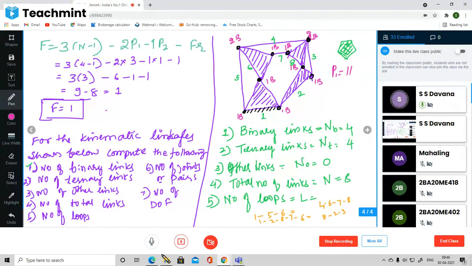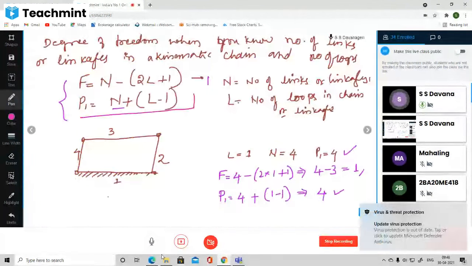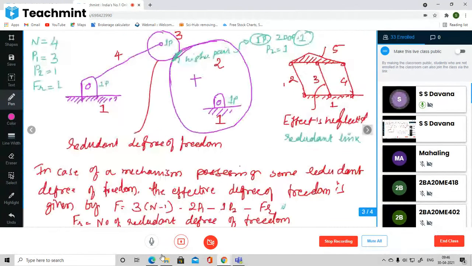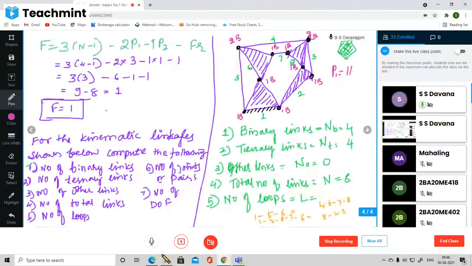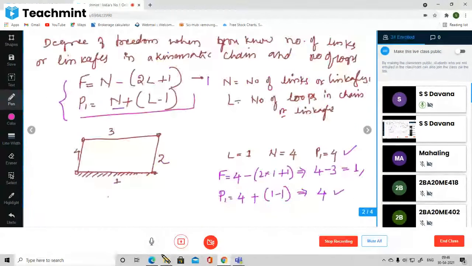11. Okay, now let us find out whether this is right or wrong based on the number of loops and number of elements. So that is what we are using this relation. Now, P1 equal to n in bracket L minus 1. Is it the right equation? Okay, n plus L minus 1.